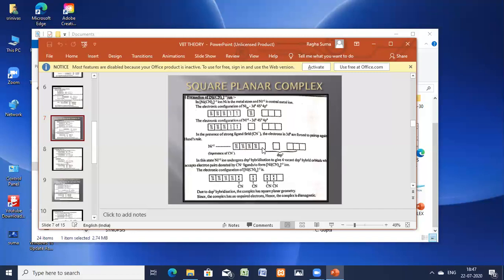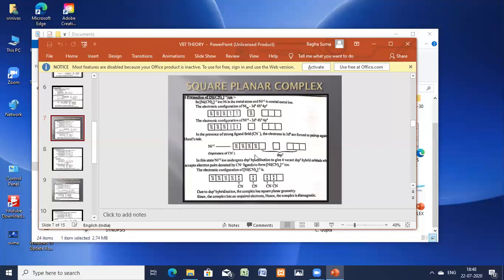These 4 dsp2 hybrid orbitals are arranged around the nickel central metal ion in the 4 corners. It is not a tetrahedral arrangement, it is a square planar arrangement. In the 4 corners, 4 dsp2 hybrid orbitals are arranged. So these are the vacant orbitals.